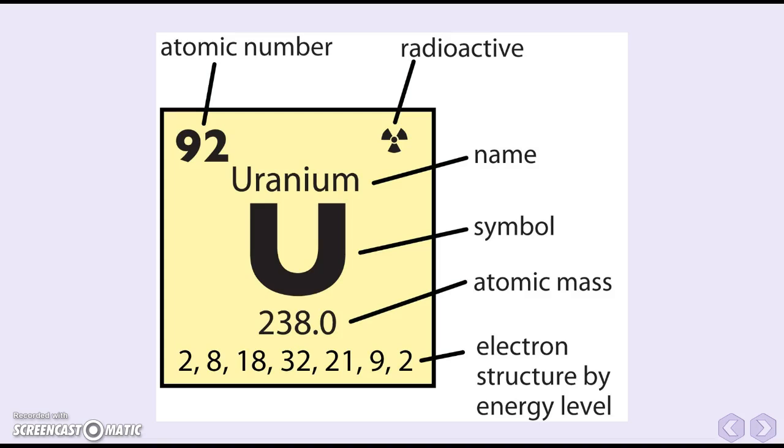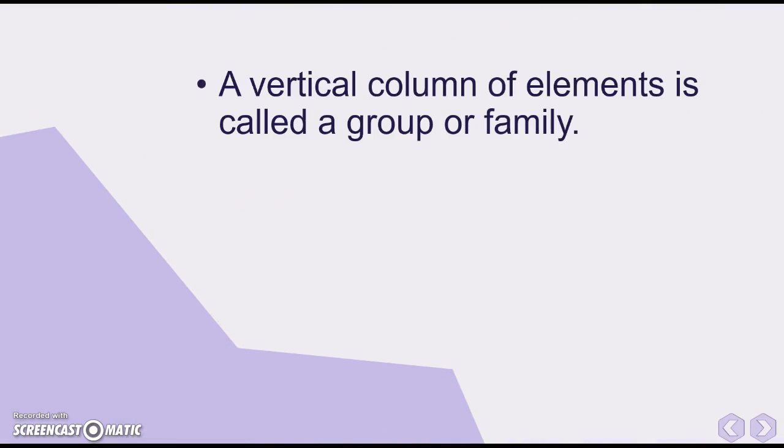Now, there are some important things as you go on the periodic table, and we're going to skip through all these here. Okay, so these are all the different key things to know. Now this one on the top there, radioactive, that's obviously only for uranium. It's not for everything. Now, first of all, on the periodic table, you'll notice that it has rows and columns.